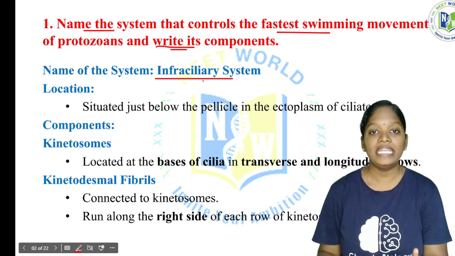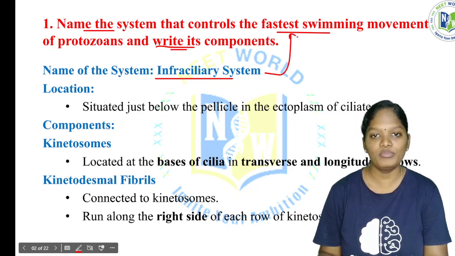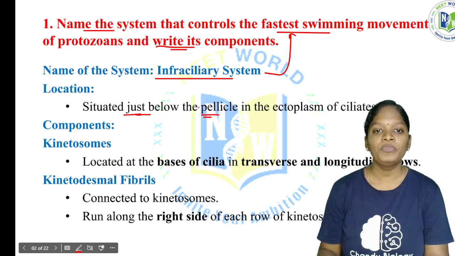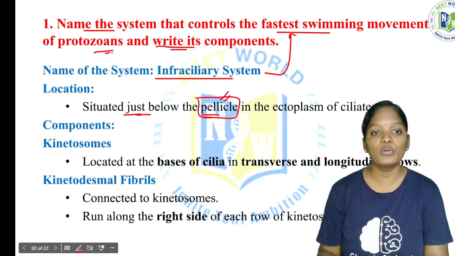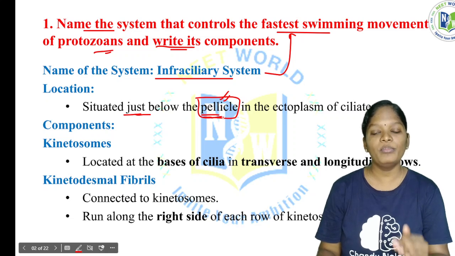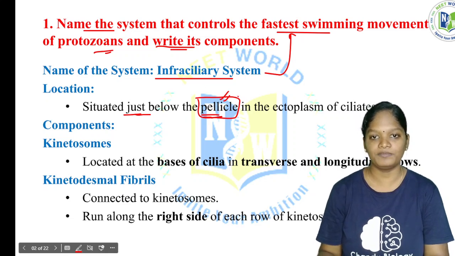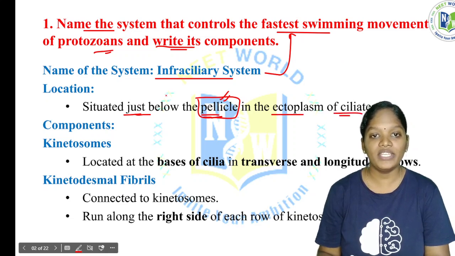Okay, so that is the name of the system, and how is it involved in controlling the fast swimming movement in protozoans? Where is it exactly located? It is located just below the pellicle. So you should know what is meant by pellicle. Pellicle is an outer covering layer which is present only in protozoans. So below the covering, the pellicle, we can see the infraciliary system. We have ectoplasm and endoplasm, but here it is in the ectoplasm of the ciliates. So that is the location of the infraciliary system.